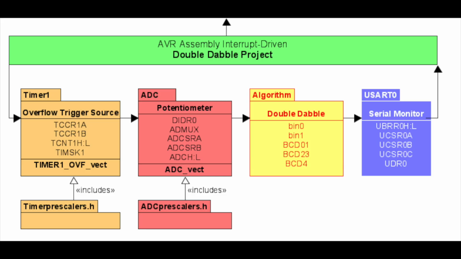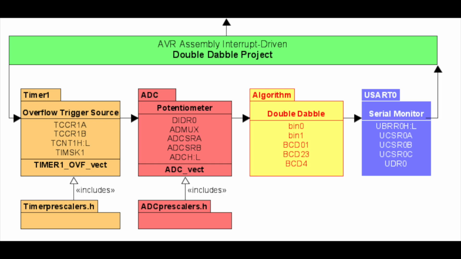This diagram represents an overview of this project, which is split into 4 main parts. First is a timer 1 overflow trigger source, which will periodically trigger the ADC conversion at a frequency of 1 Hz and uses the timer prescaler's header file, which contains a set of predefined variables.